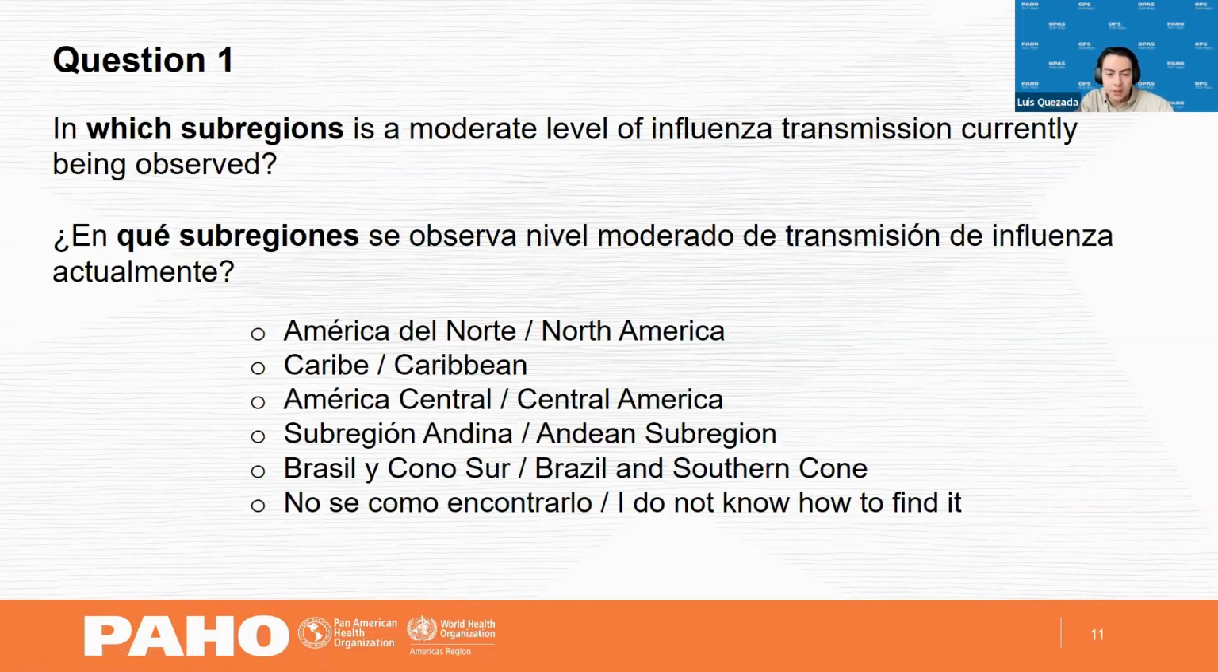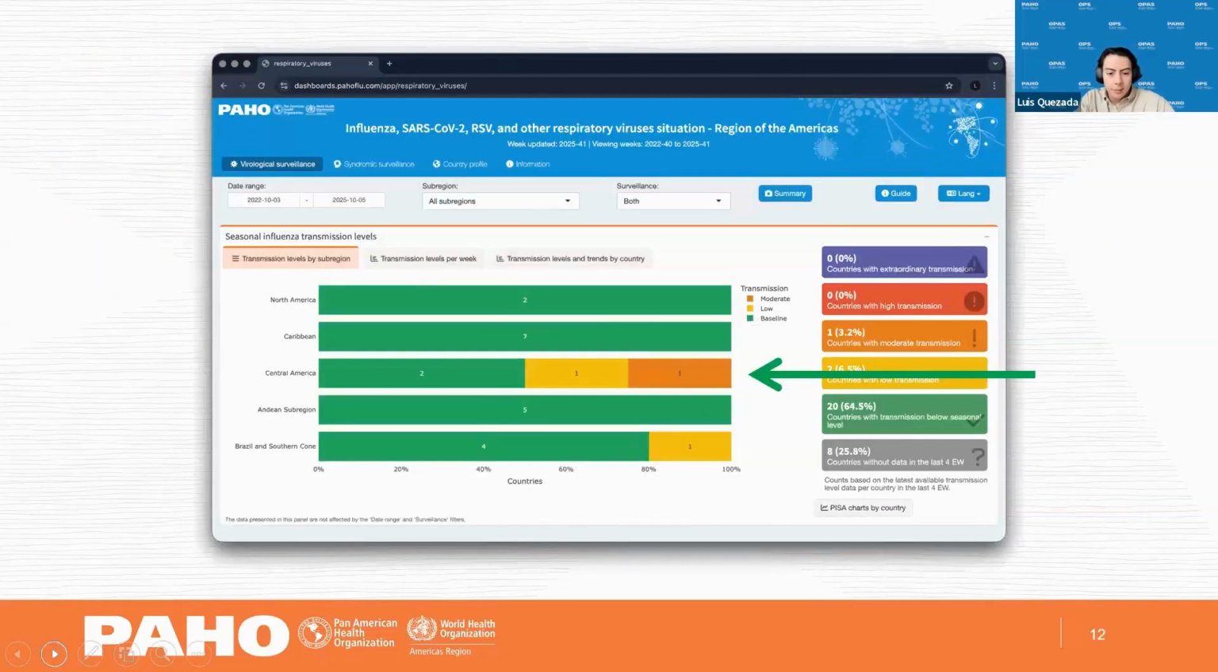I am pleased to see that most of you have answered Central America. Now, let's discuss the way that we should have answered by using the dashboard. As you can see, we have an opening side with a box devoted to the transmission levels, and definitely we can answer the question. The data in this chart is grouped by subregion, and we can see how many countries are located in each category.